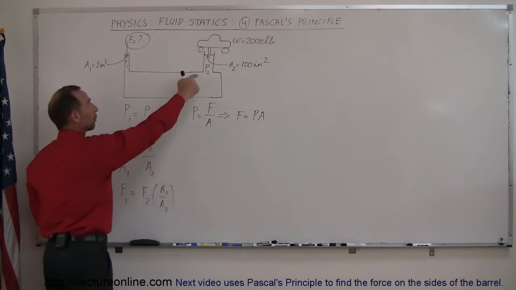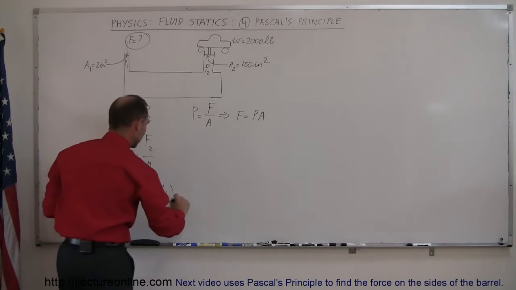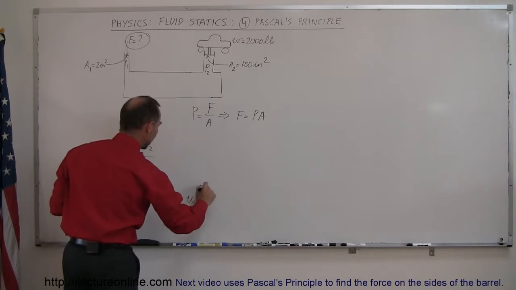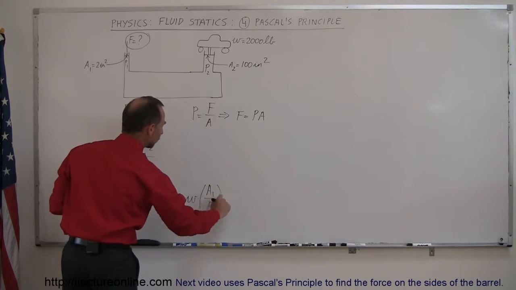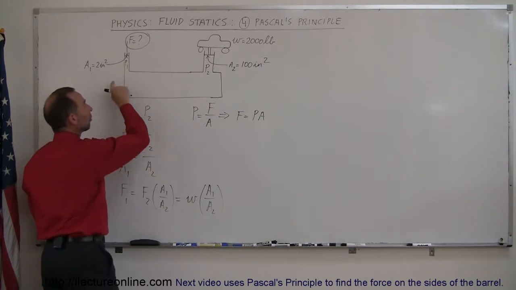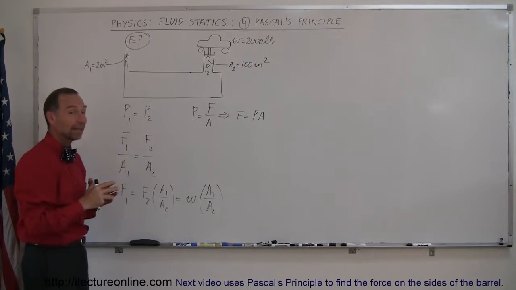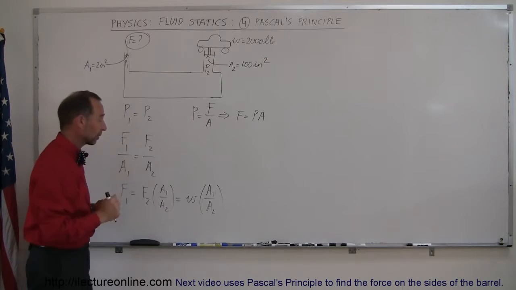Now, what is the force over here? The force over there is, of course, equal to the weight of the car. So this can be written as the weight of the car times the ratio of the cross-sectional areas of the two pistons. And since A1 is much smaller, 2 square inches, versus A2, which is much bigger, 100 square inches, you can see then that you need a lot less force to lift up a car.